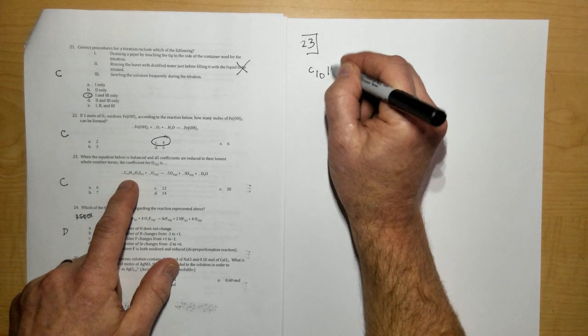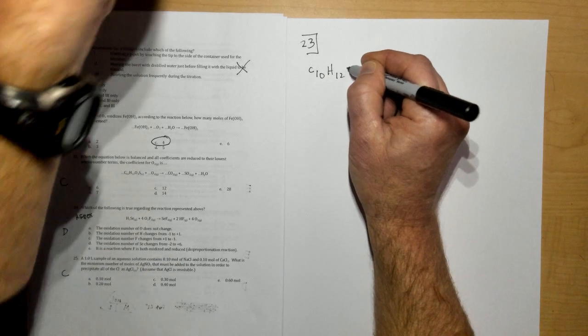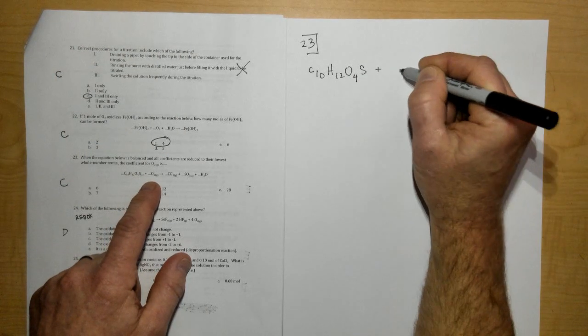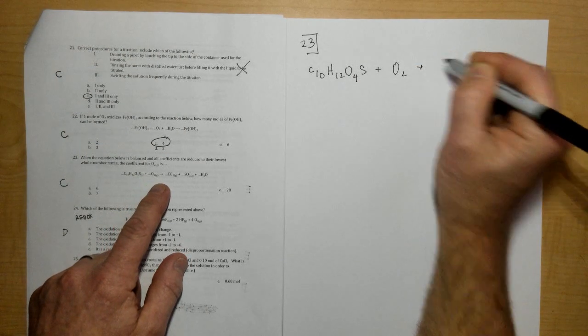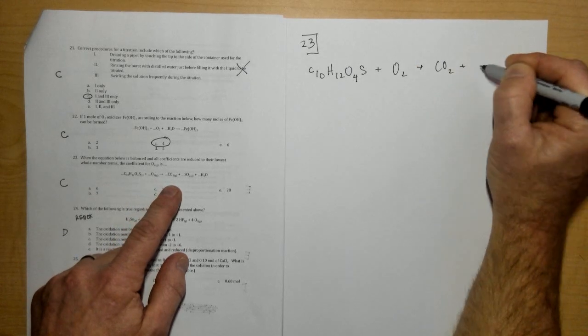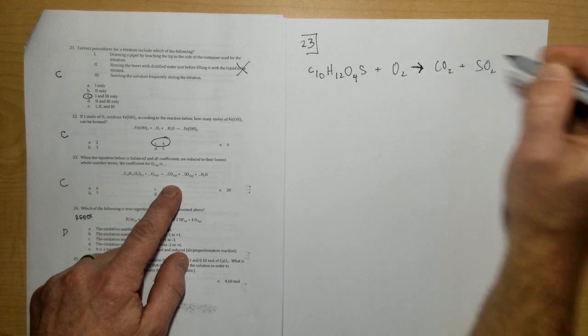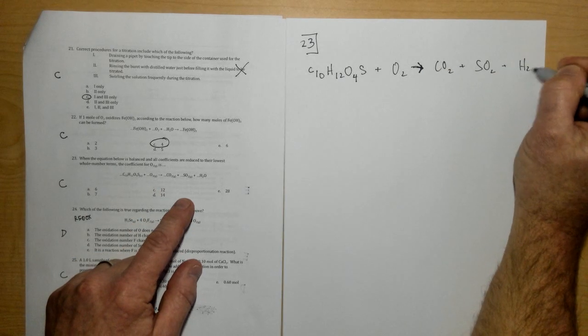C10, H12, O4, S, and then we have oxygen, and then over here we have carbon dioxide, sulfur dioxide, this is an arrow, didn't make that big enough, and some water.